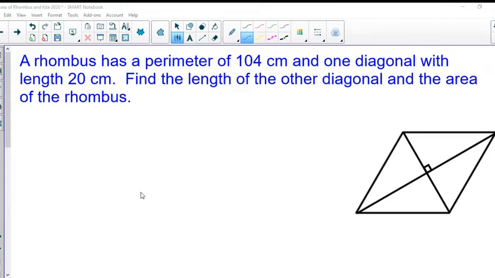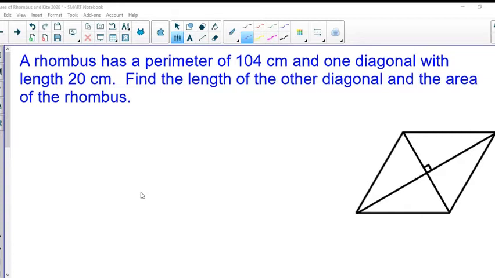The next problem we are going to focus on is going to be about a rhombus. Reading the directions, a rhombus has a perimeter of 104 centimeters and one diagonal with the length of 20 centimeters. We need to find the length of the other diagonal and the area of the rhombus.